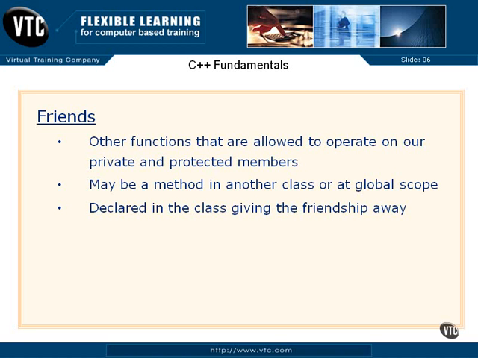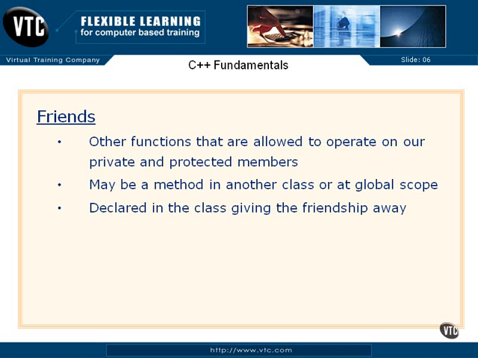Friends are other functions that are allowed to operate on our class that we're defining, on our class's private and protected members. Because remember, we have public, private, and protected. Private and protected are not visible to the rest of the world in general, but public are. Now, we can, though, in a class say that this is a friend, so let them do what they need to do with private and protected members.